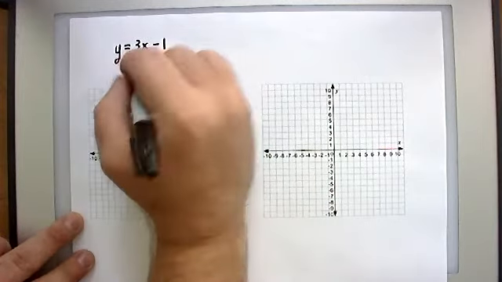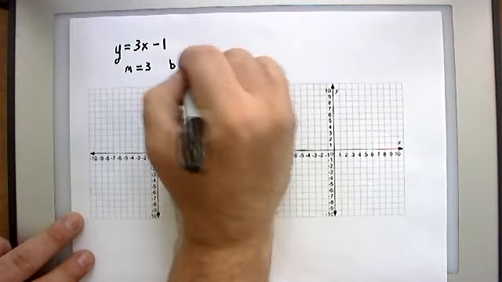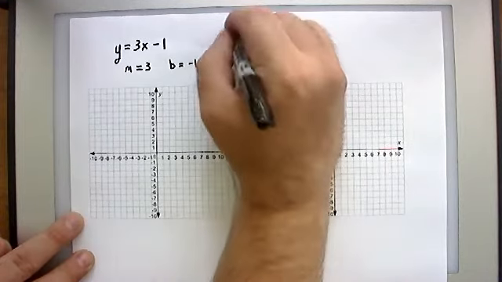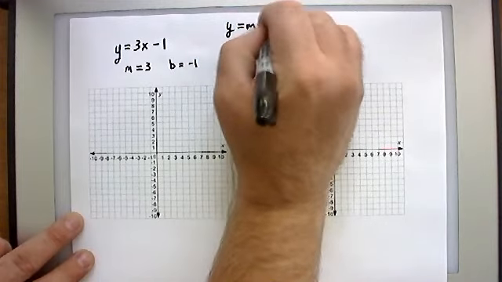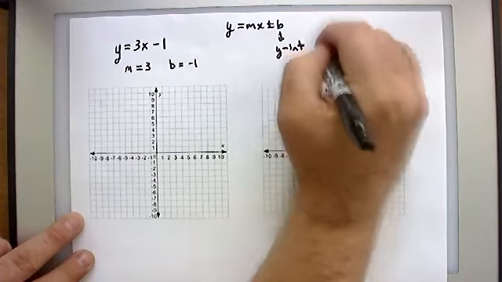So let's identify our pieces. Our M here is 3. And our B here is -1. First things first, always identify your pieces, okay? Now remember, what did we say? Just one more time, I'll write it up at the top. This is the y-intercept, or the starting point.